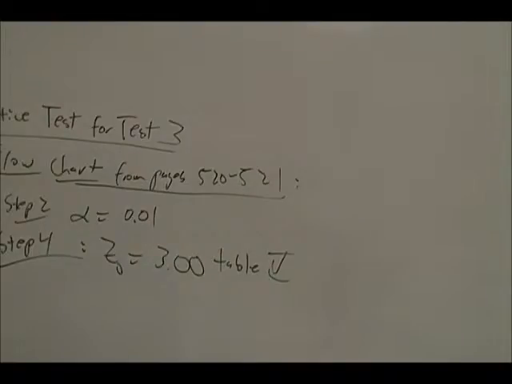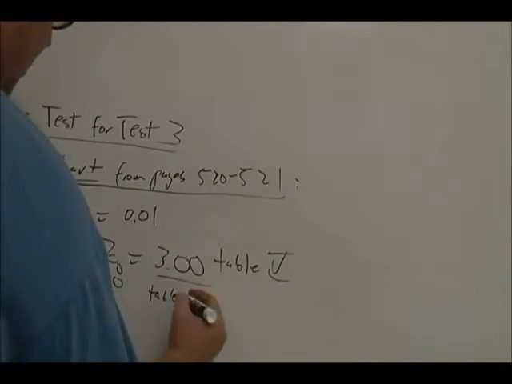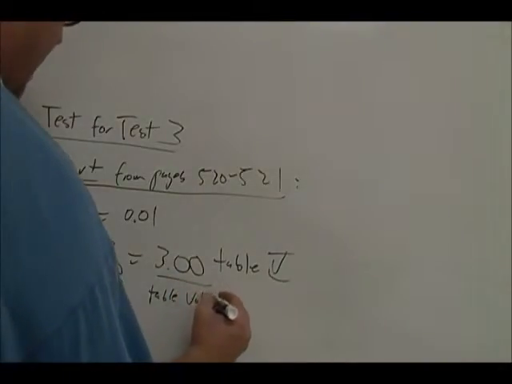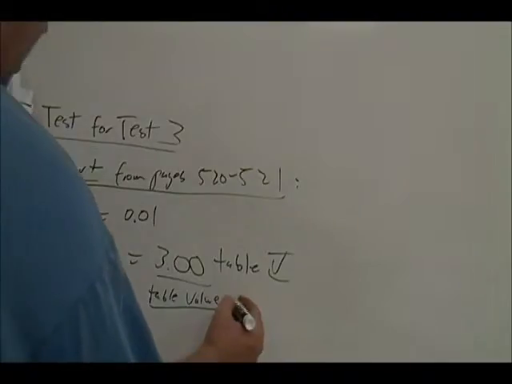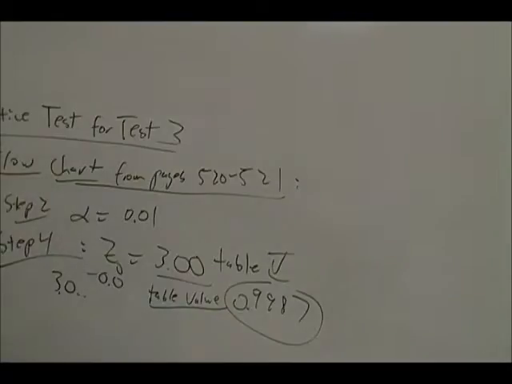And when you go to table 5, look for positive z-score 3.0. You're first going to find 3.0 in the left column, and then you're going to look for 0.0 in the right-hand top row, and get the table value for 3.00. And that table value comes out to be 0.9987. So the table value for z-score 3.0 in table 5 came out to be 0.9987.